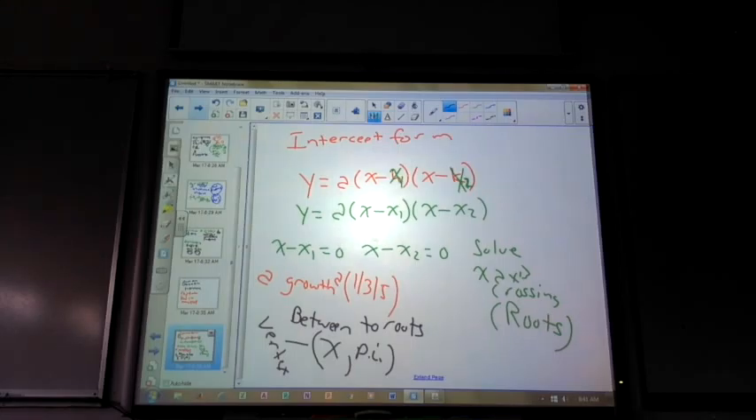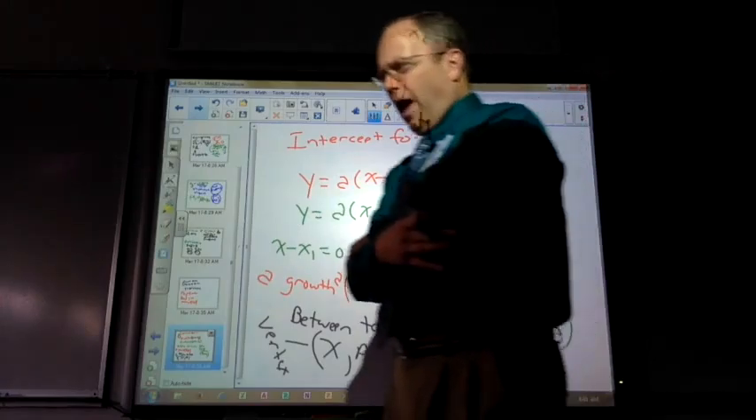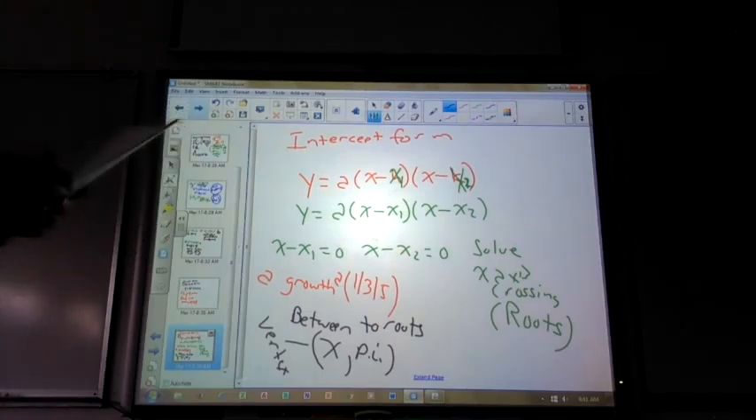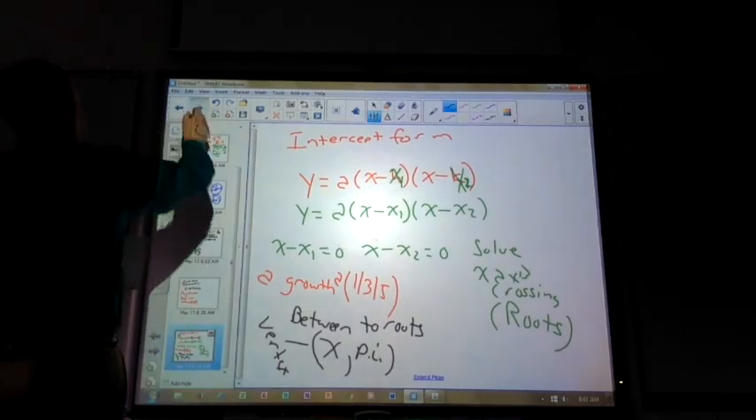So, intercept form allows you to find your roots. Halfway between those roots is the x component of the vertex. You have to take that x component, plug it back into the original equation, and solve it. The a value is still going to dictate whether it opens up or down and the growth rate. Okay, so these are all familiar items, I would hope. And then we get to the vertex form.